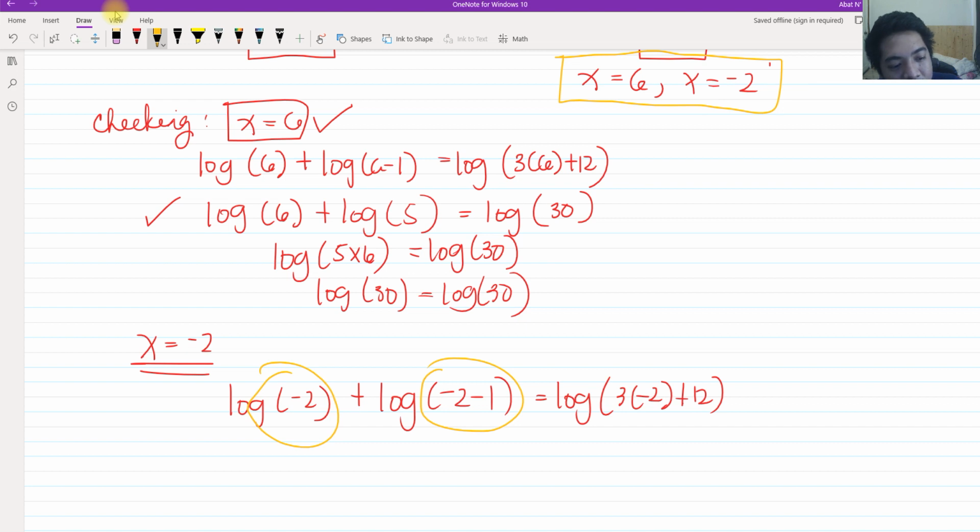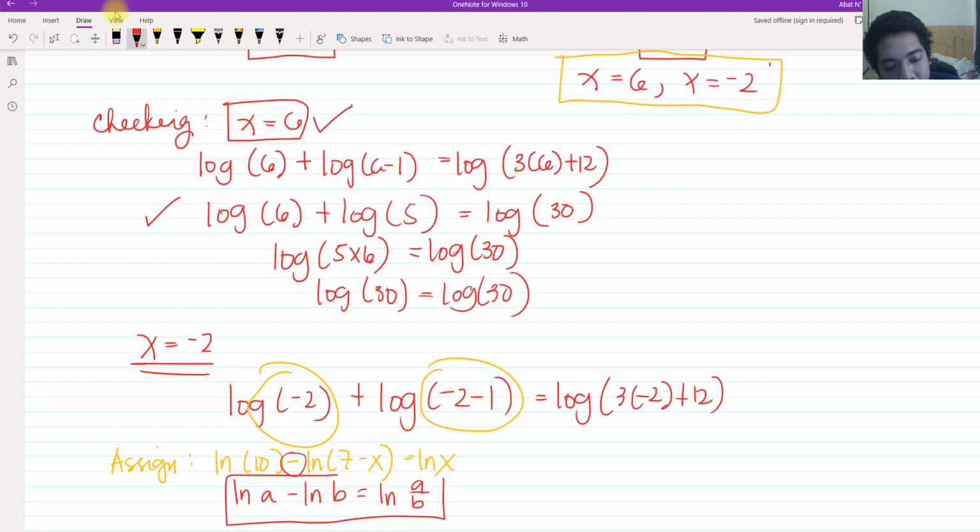Okay? So here is your assignment. An assignment for you. Solve ln of 10 minus ln of 7 minus x equals ln of x using the same property that we have studied a while ago. But a hint, since this is minus, you'll be having a property of ln of a minus ln of b equals ln of a all over b. You're going to use this. Okay? So let me know down below your comments or your answers in the comments section.